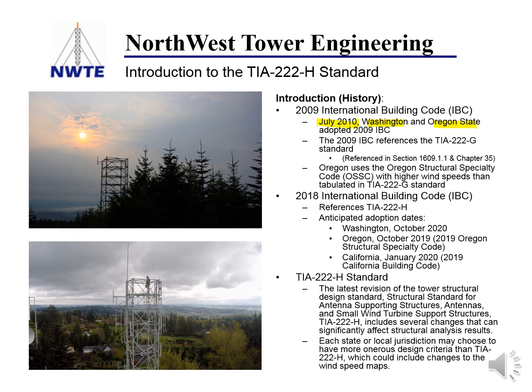So the new International Building Code, the 2018, will have a reference to the H standard. And so we've been reviewing the dates of adoption. For Washington State, the current date has been pushed all the way back to October 2020. And Oregon, it's going to be a year earlier, October 2019. And California is looking like January 2020.